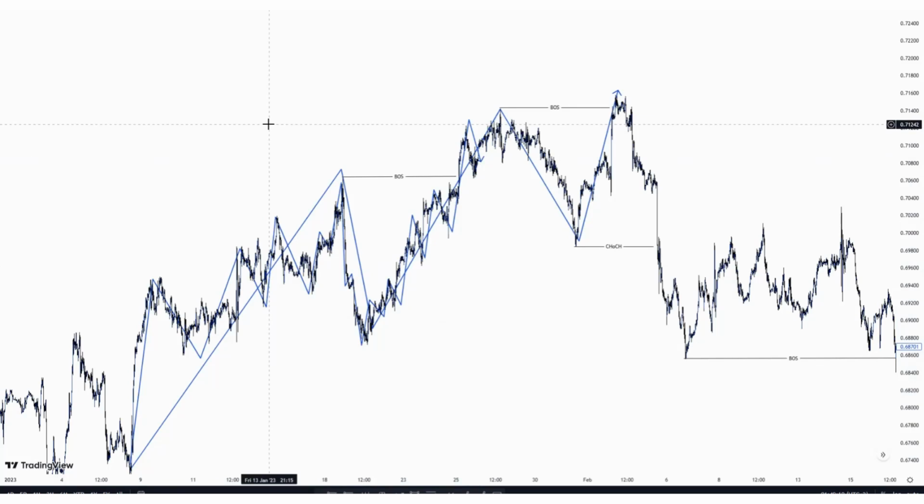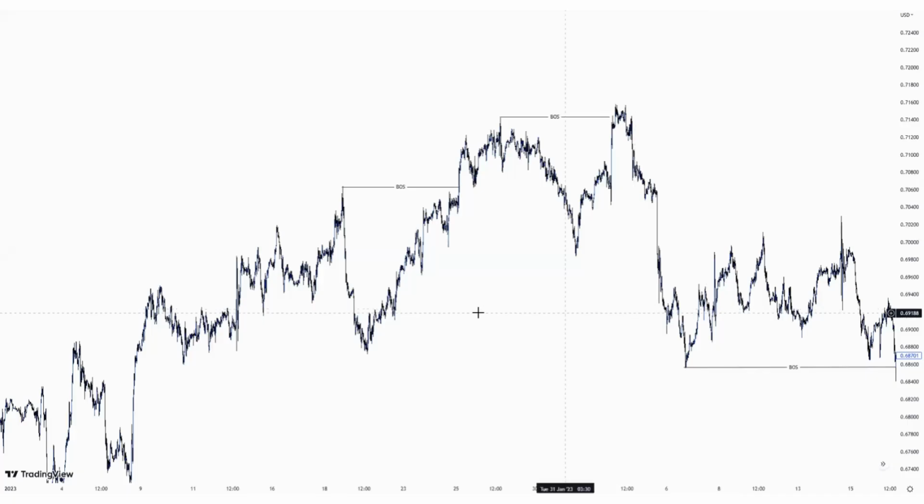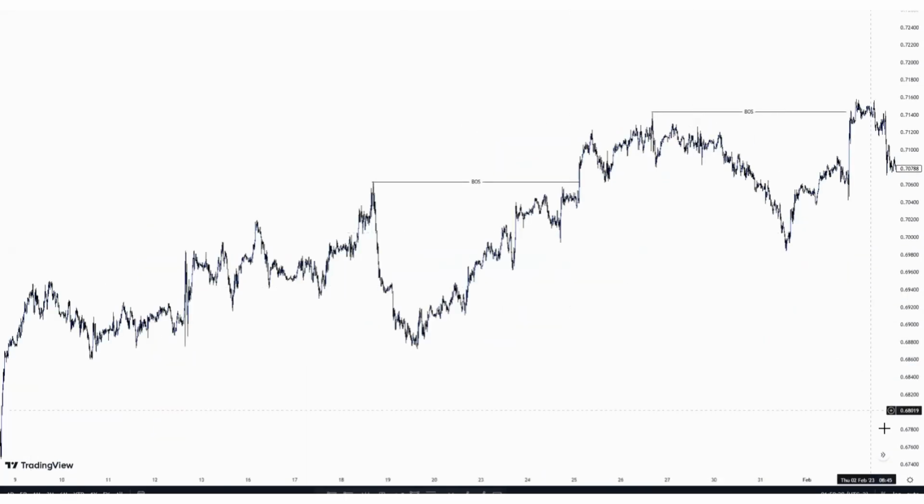Sorry about that. My battery seems like it's about to switch off. Okay, so now we'll be looking at the candlesticks. My battery was about to die there.